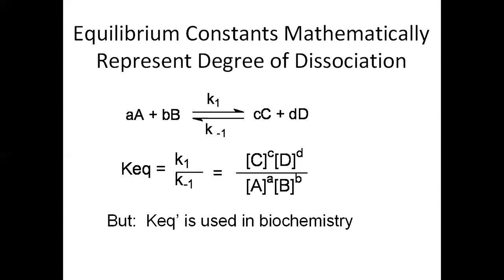Consequently, biochemists use a modified standard state indicated with a prime, and the prime designation means that we would run the reaction at pH 7, holding everything else at 1.0 molar and 25 degrees Celsius.